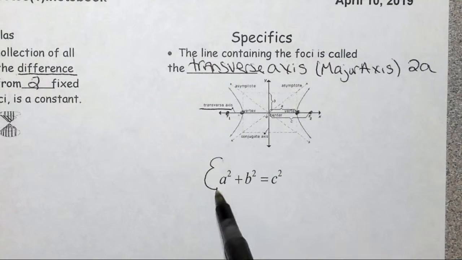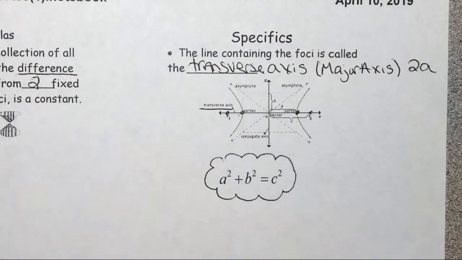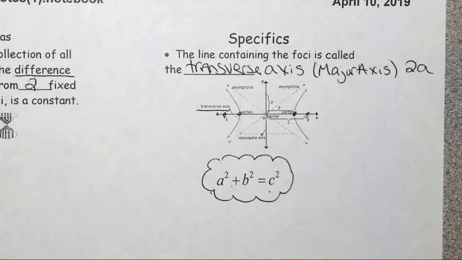And then you probably want to write down this formula. This is the new formula I'm going to use. I'm not going to use the back formula today. It's a squared plus b squared equals c squared.